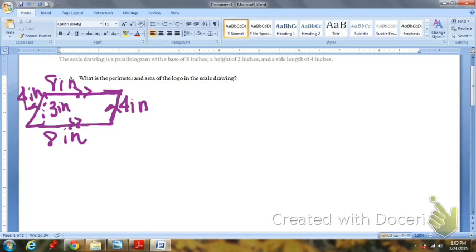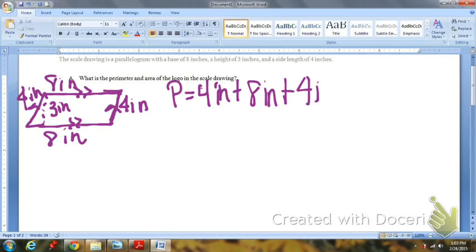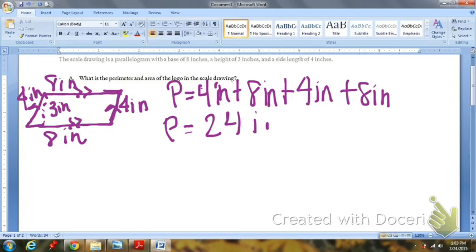So now we're going to find our perimeter. To find perimeter, the distance around the outside, we add together all 4 sides. So we have 4 inches plus 8 inches plus 4 inches plus 8 inches, and that equals 24 inches.